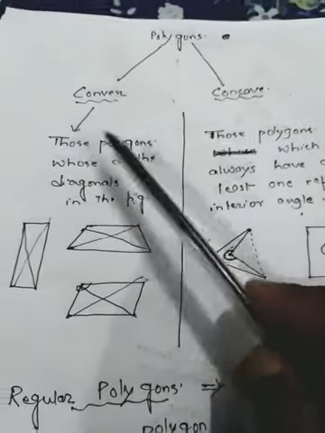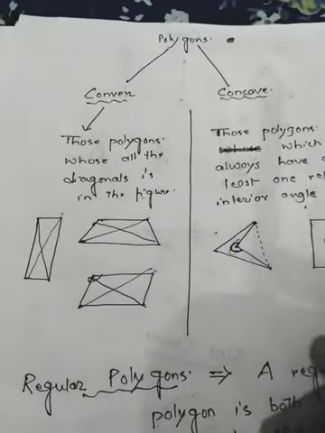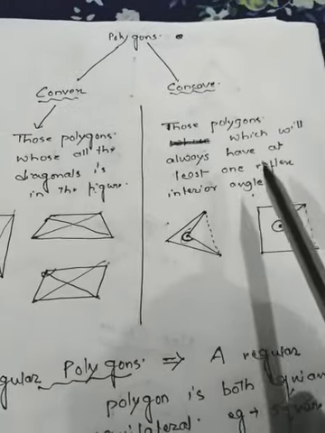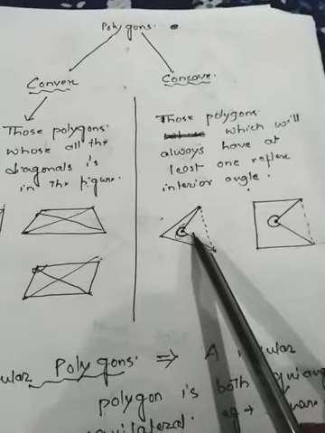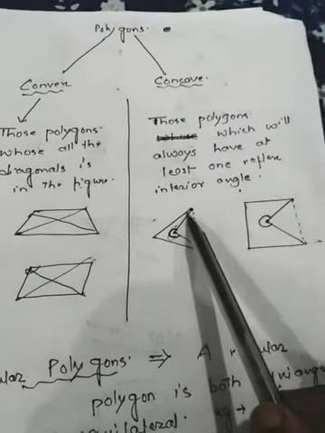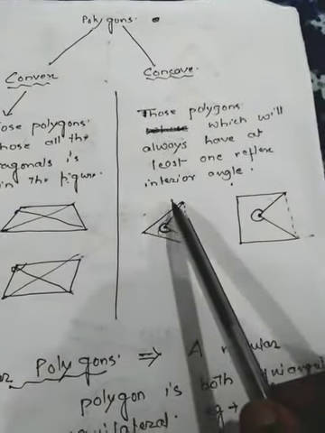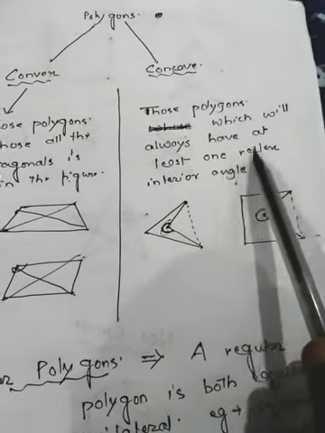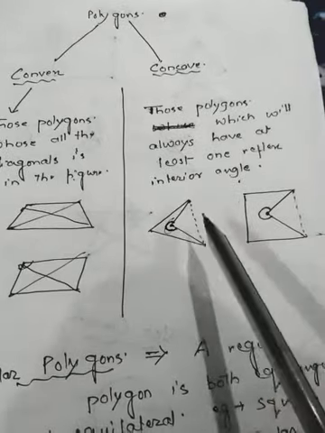In convex polygons, all the angles will be either acute or obtuse, but no reflex angle. But in a concave polygon, there would be at least one reflex interior angle. Interior angle, not exterior angle, that is any one of the interior angles among them. No matter how many angles there are, at least one angle should be a reflex interior angle. And you will also find that a diagonal is drawn outside the figure. This is how you will differentiate them.